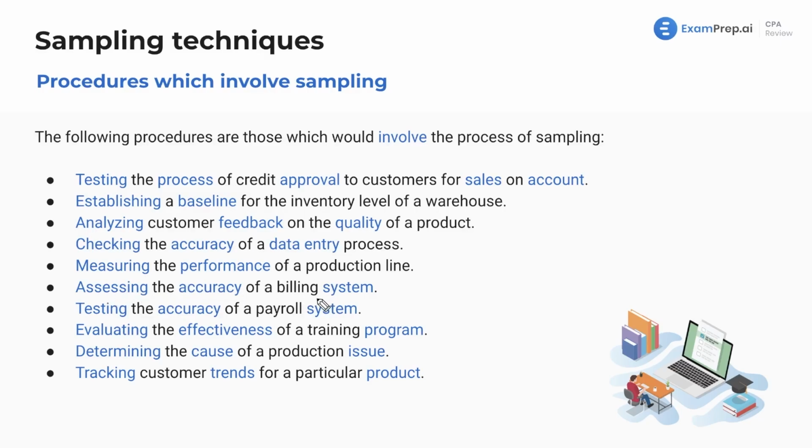A lot of these are internal control processes, tests of controls, testing the accuracy of the payroll system, seeing how well, sampling all of the paychecks that get distributed and just making sure that the process is just flowing properly. Evaluating the effectiveness of a training program, determining the cause of a production issue, and tracking customer trends for a product. Just give you an idea. You can use sampling for quite a bit. A lot of different points to use sampling for.